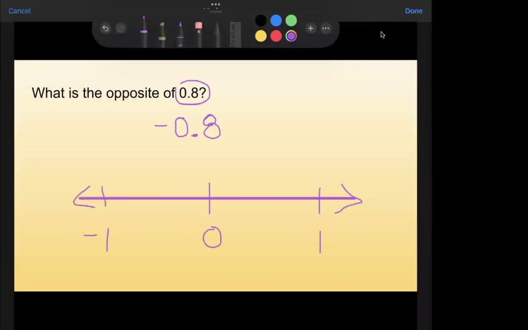It looks like we started with positive 0.8, so that would be somewhere around here. And it was 0.8 units away from 0. So now I need to go 0.8 units into the negative side and put the number there. That's going to be negative 0.8.